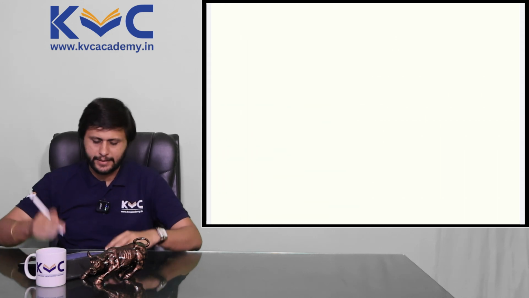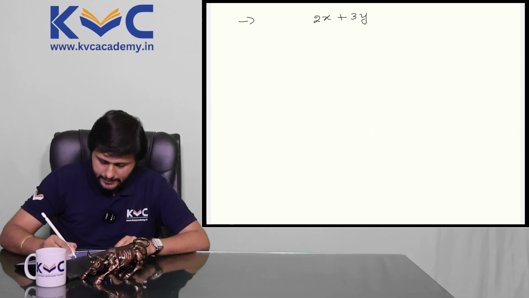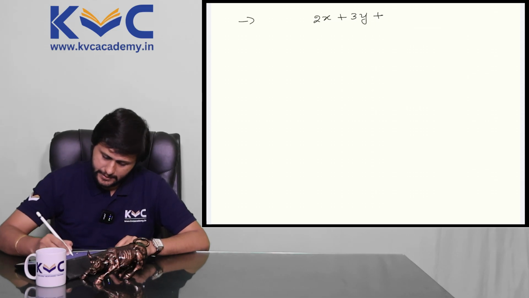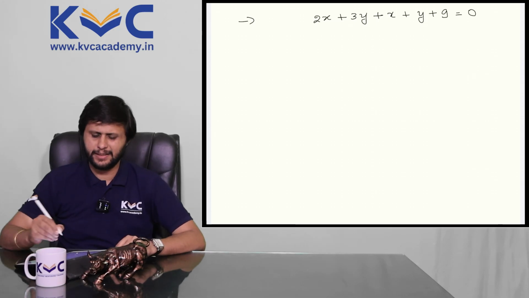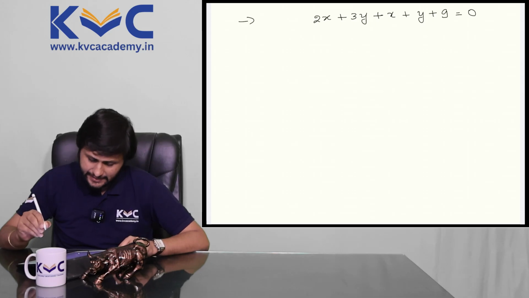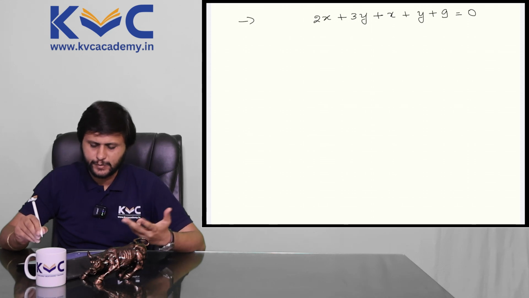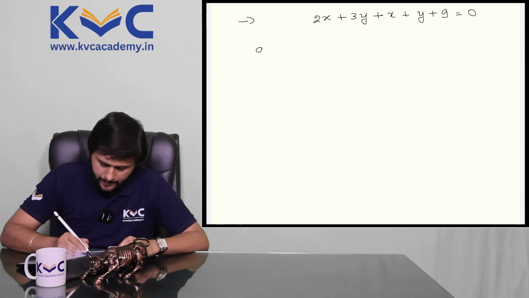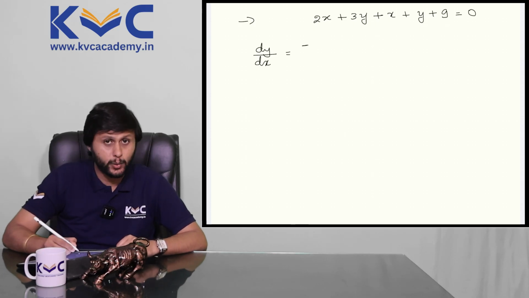Now another one, I'll take something very similar. We'll take this example of 2x plus 3y plus x plus y plus 9 equal to 0. I try to keep it a little simple this time. X is there in this, y is there in this. Maybe you can still solve it for x and y separately, but we'll try to use the implicit function only. So we have dy by dx. What is the rule? Left hand side I have written dy by dx, minus sign outside.